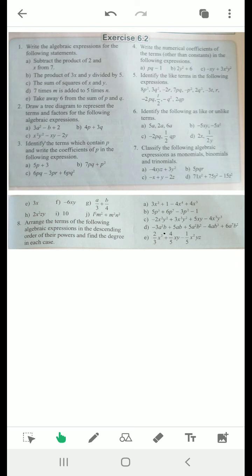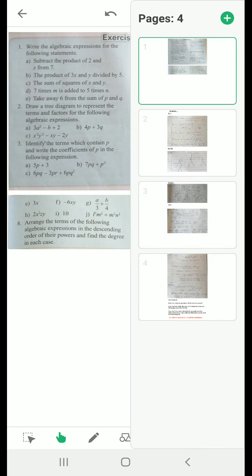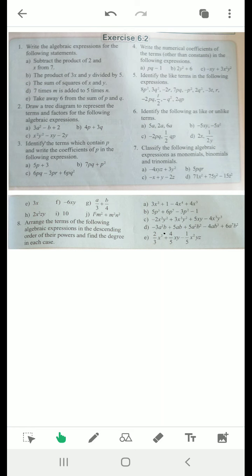The first question of this exercise 6.2 is: write the algebraic expression for the following statements. Some statements are given here, and you have to write the algebraic expression after reading those statements. That type of question we have already done in class 6 also. So let us try to solve question number 1a.